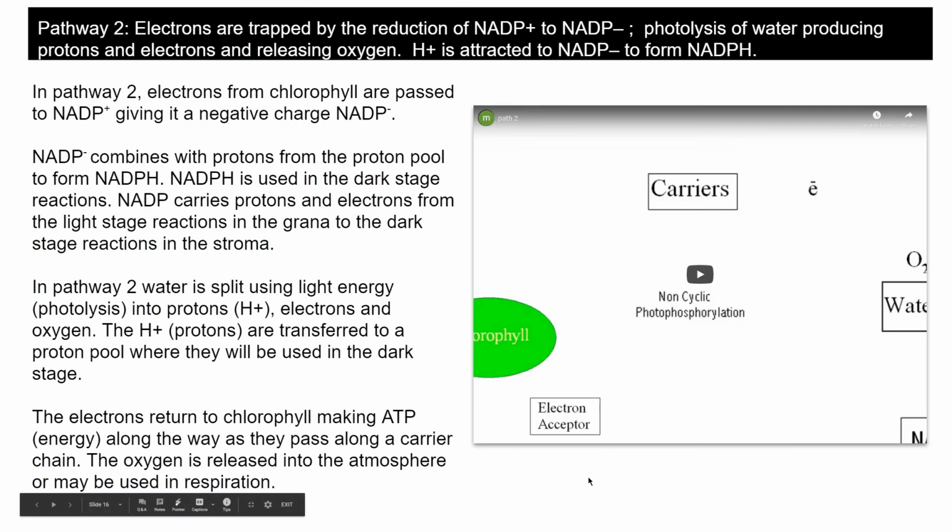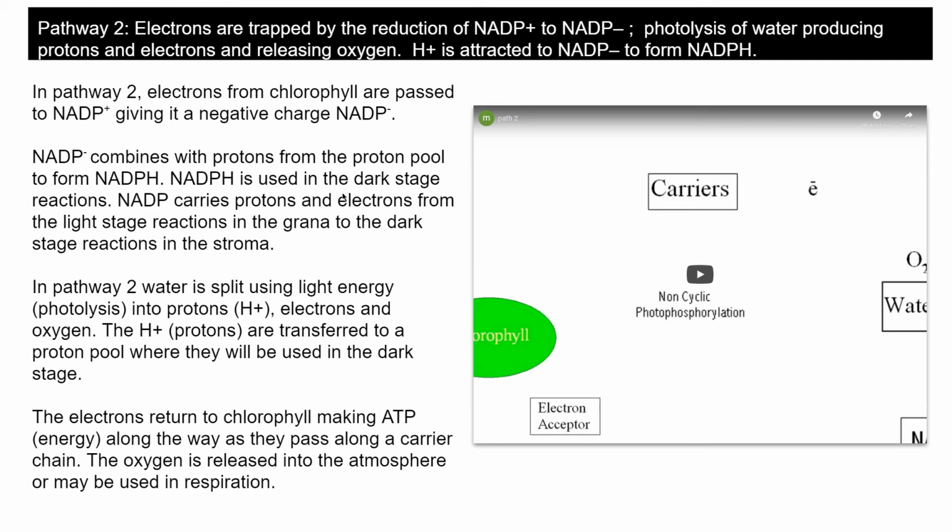Now looking at pathway 2. Okay. Now we have a look down here. First, in pathway 2, electrons from chlorophyll are passed to NADP, giving it a negative charge, NADP minus. Remember, this is called reducing NADP. So NADP is reduced to form NADP minus. NADP minus combines with protons from the proton pool. Remember, from the splitting of water, protons are building up in the proton pool.